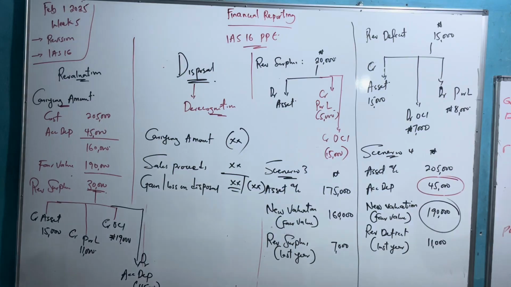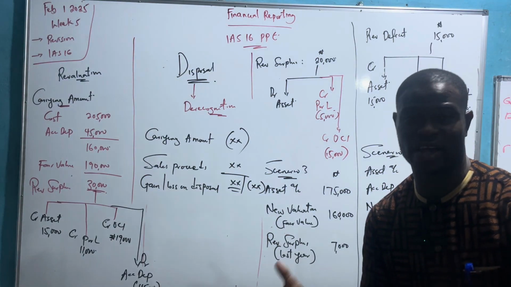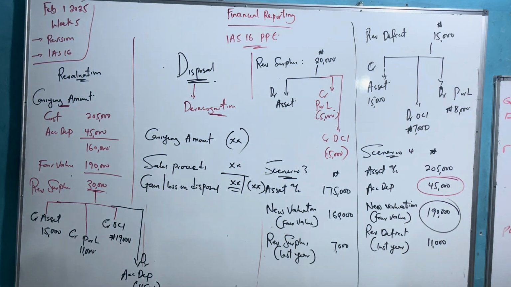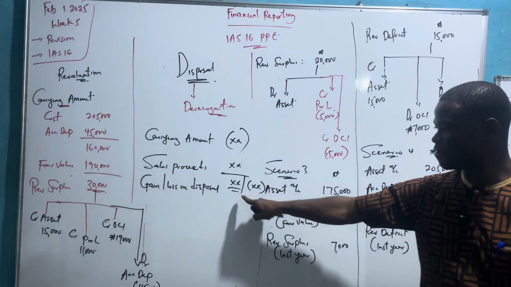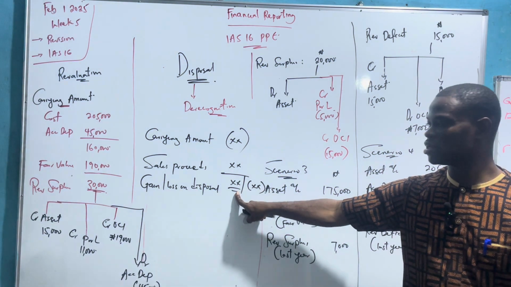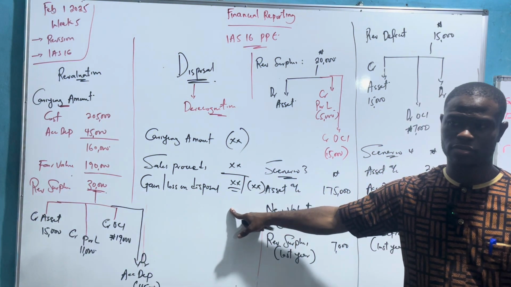In fact, it is at that point that you earn that revaluation surplus that was in OCI. As soon as you sell that asset, it becomes earned. You will take it from OCI and dump it in retained earnings, because it has become earned. So this gain goes to P&L as other income.